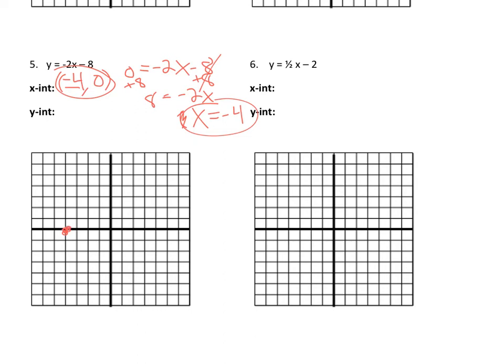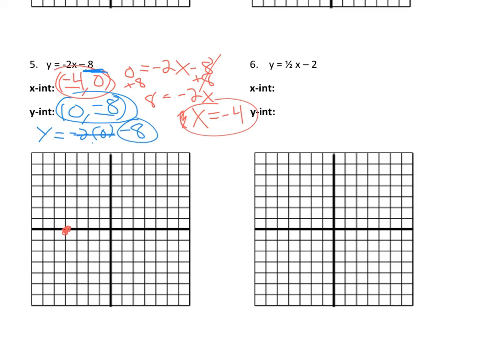Now, the next one, which I'm going to do in blue, the y-intercept, remember we're letting x equal 0. Now, this is already in slope-intercept form, where it's y equals mx plus b. So the negative 8, that's the y-intercept. And if you didn't see it, when you plug 0 in for x, you would have y equals negative 2 times 0 minus 8. Well, negative 2 times 0 is 0. That goes away. And 0 minus 8 gives you negative 8.